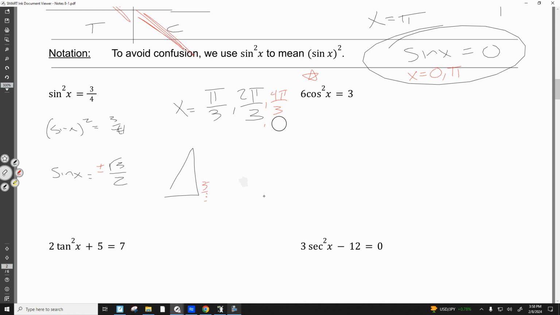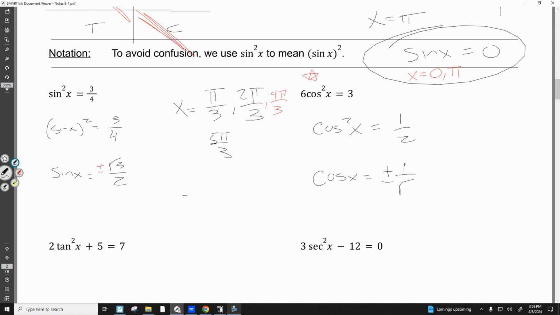What is this situation now? This is a little bit more advanced because we might not be sure what we're indeed looking for. I get cosine squared x equals 3/6, which is 1/2. I then square root both sides. Thank you, Ahmed. We remember we need a plus or minus, and I got the square root of 1/2. And I think to myself, what the heck is the square root of 1/2? It's 1 over the square root of 2?